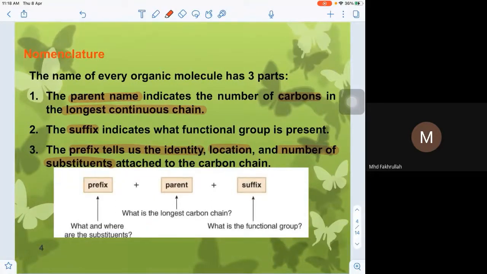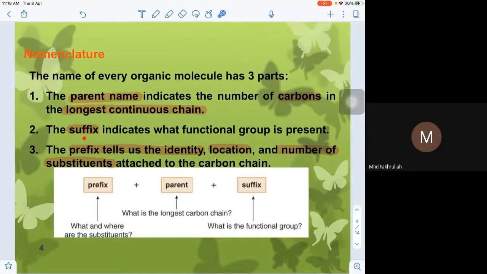Okay, start with the parent. Just summarize back. We start to identify the parent chain, and then we check what is the functional group. This is the general nomenclature, included other families. Identify the functional group and then decide what is the suffix that we should use.